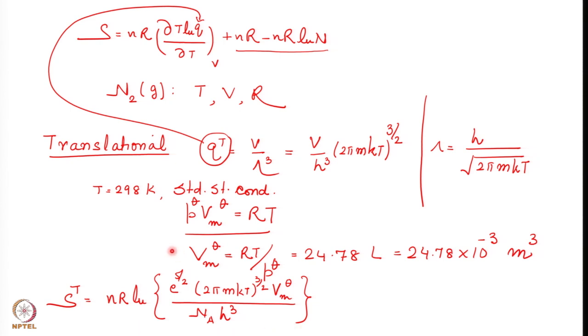We know the value of V_m naught. M we know for nitrogen, 28 divided by Avogadro constant into 10 raised to the power minus 3. We know Boltzmann constant, we know Planck's constant, we know Avogadro constant, and when you substitute the values, this comes to be equal to 150.4 joules per Kelvin per mole. We have got now the translational contribution. We still have to get the rotational contribution and vibrational contribution. Let us now work towards obtaining rotational contribution.